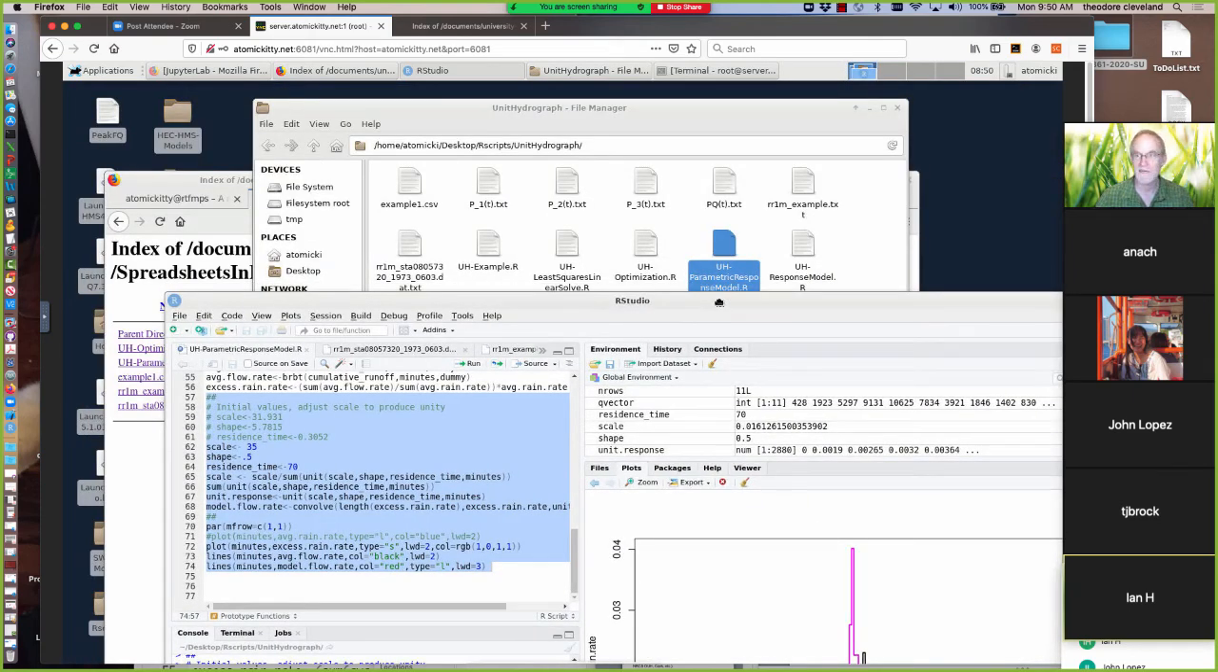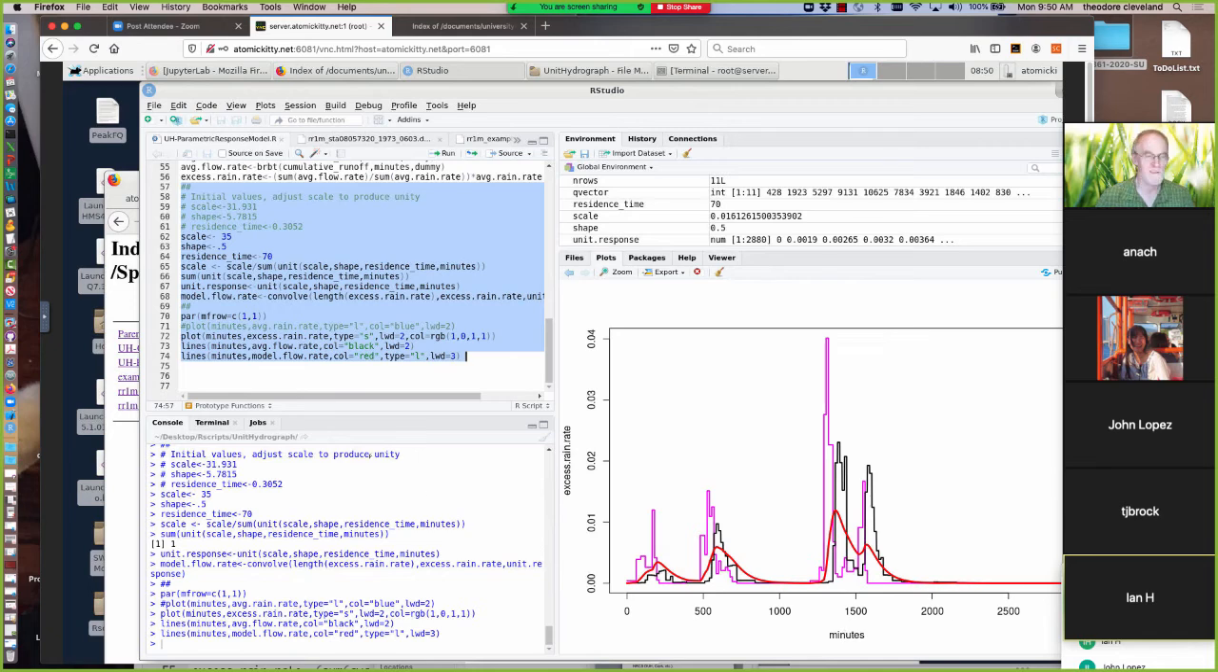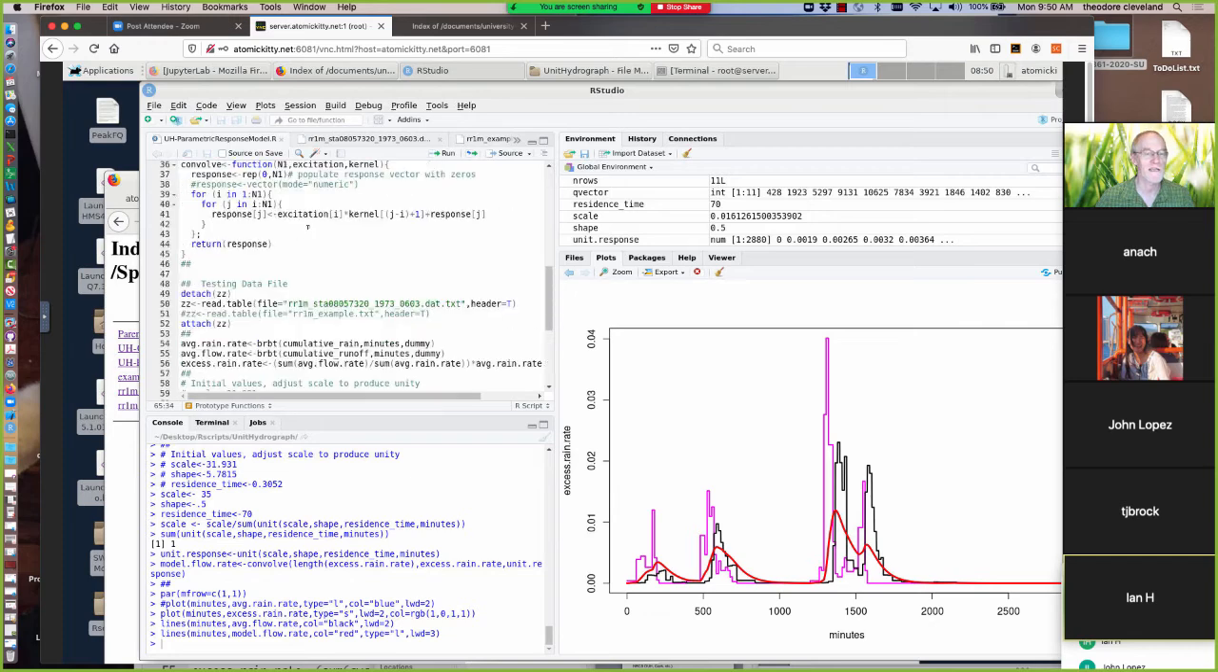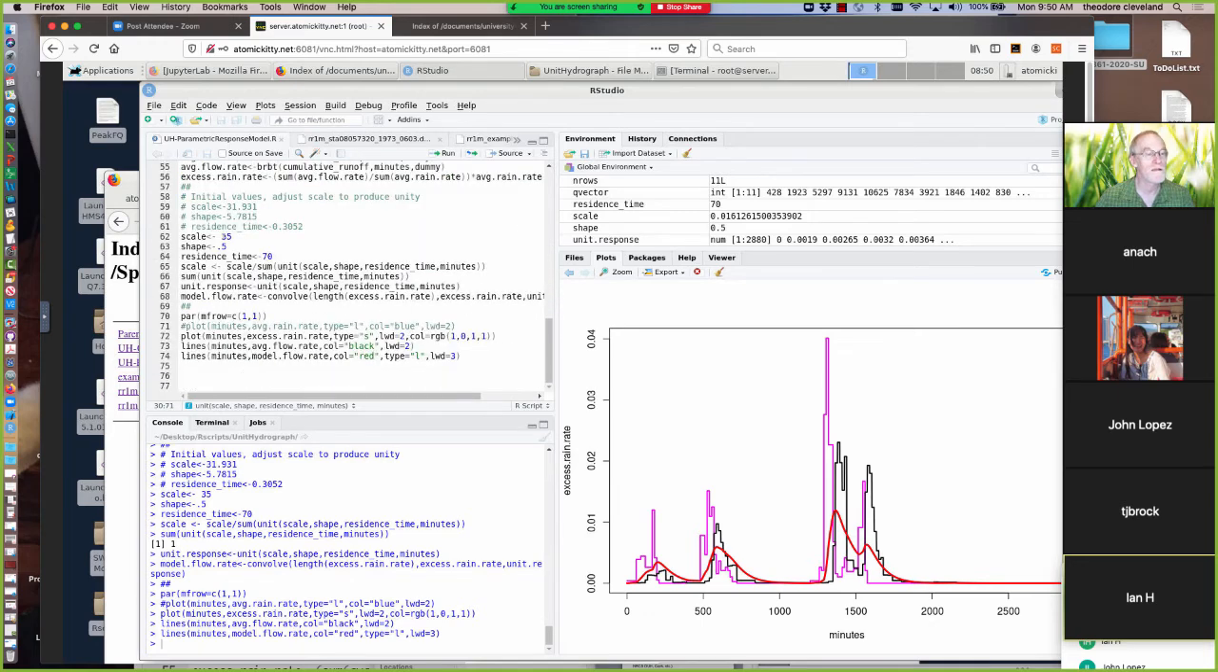All right, so that is the use of the parametric unit hydrograph. Let's say, for the sake of argument, that that was the best fit we could get. Then we could report the unit hydrograph for the Ash Creek watershed is this function using these 3 parameters. And then we can apply that to future or other rainfall time series and use it to predict the response. So that's the essence of a parametric unit hydrograph.